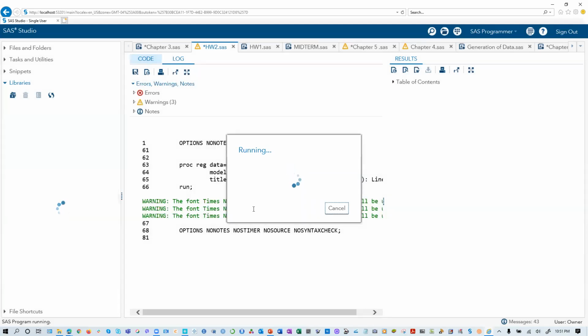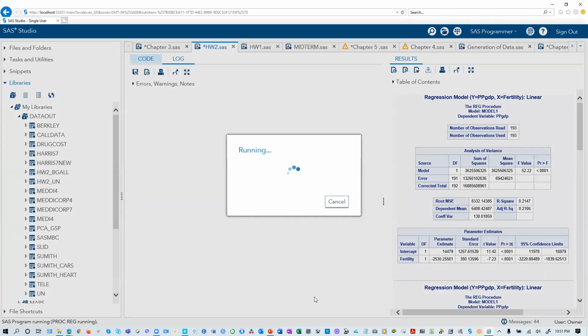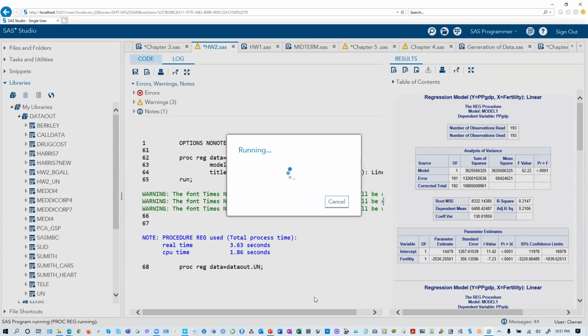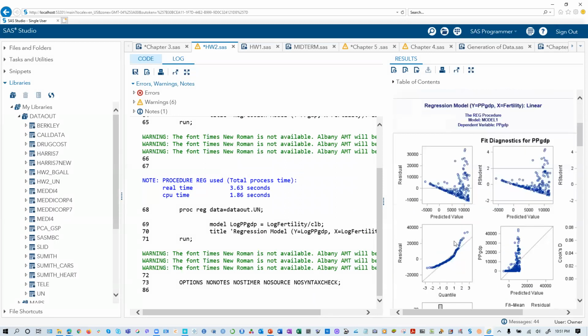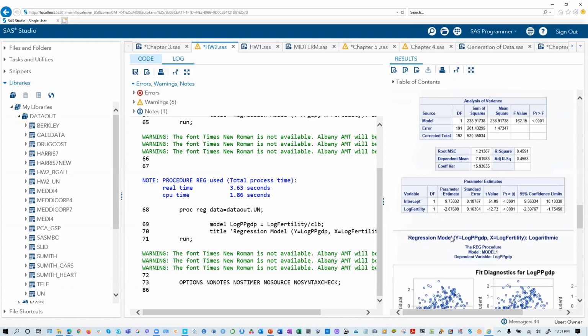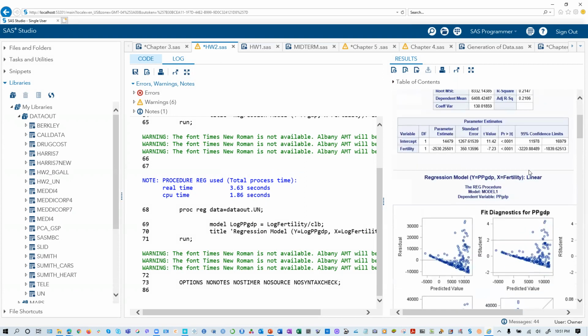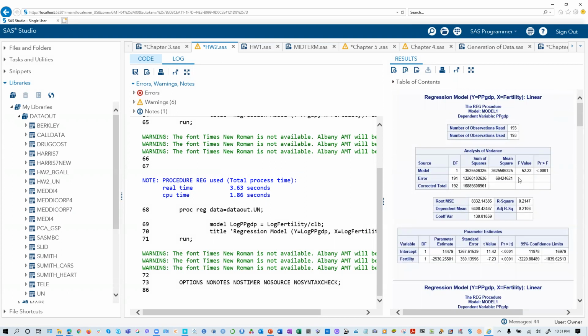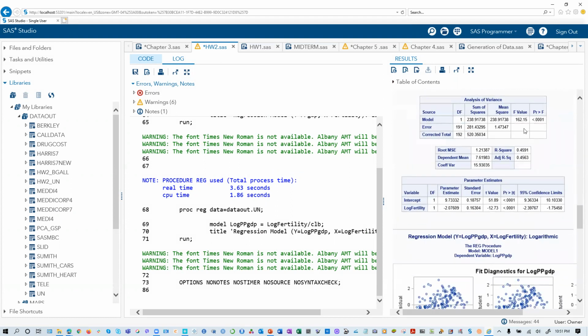I'm going to run the regression for that. And now if you want, you can run both regressions together. This is the other one. You can see the R square, 21%. At least it's been improved.